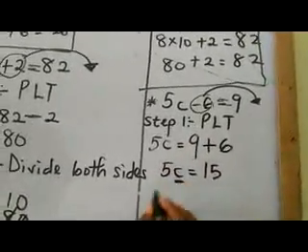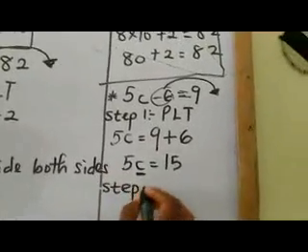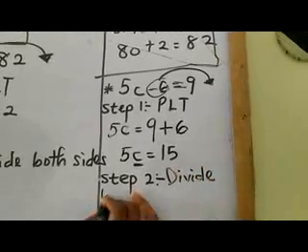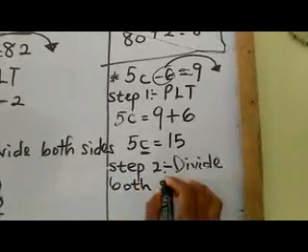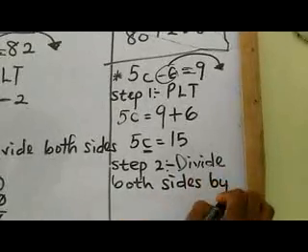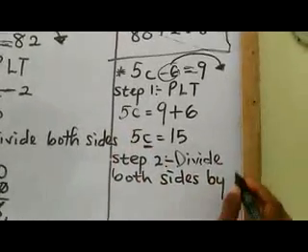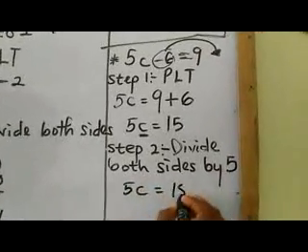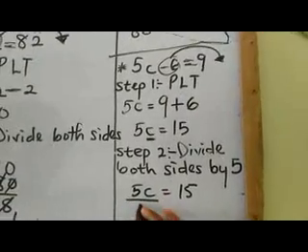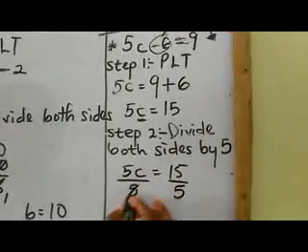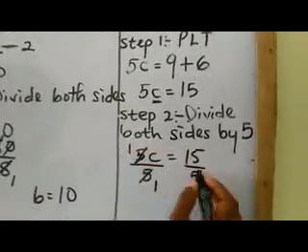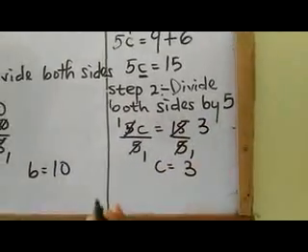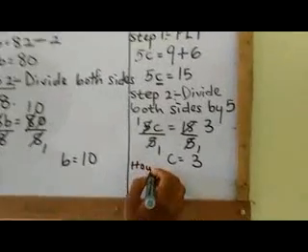Now C is still hidden. Step 2, to find C, we have to divide both sides by whatever number is preventing C from being on its own, and that is 5. So 5C is equal to 15. Divide both sides by 5. 5 here is 1, 5 here is 1, 5 here is 3. C is 3.